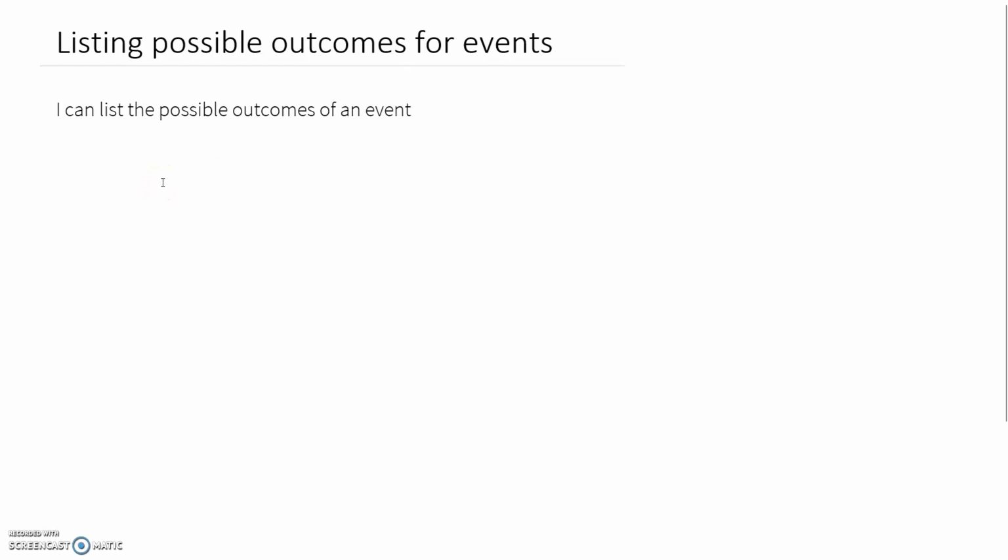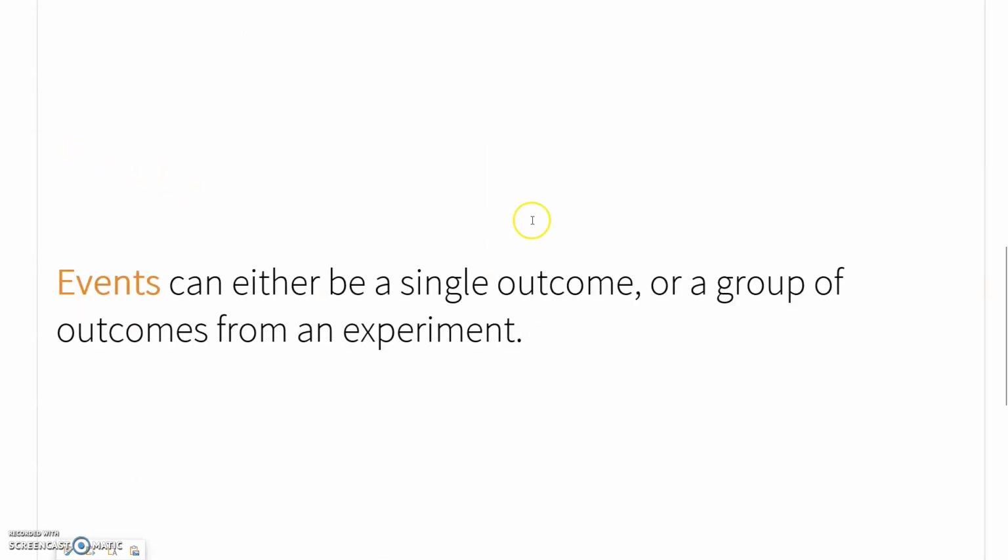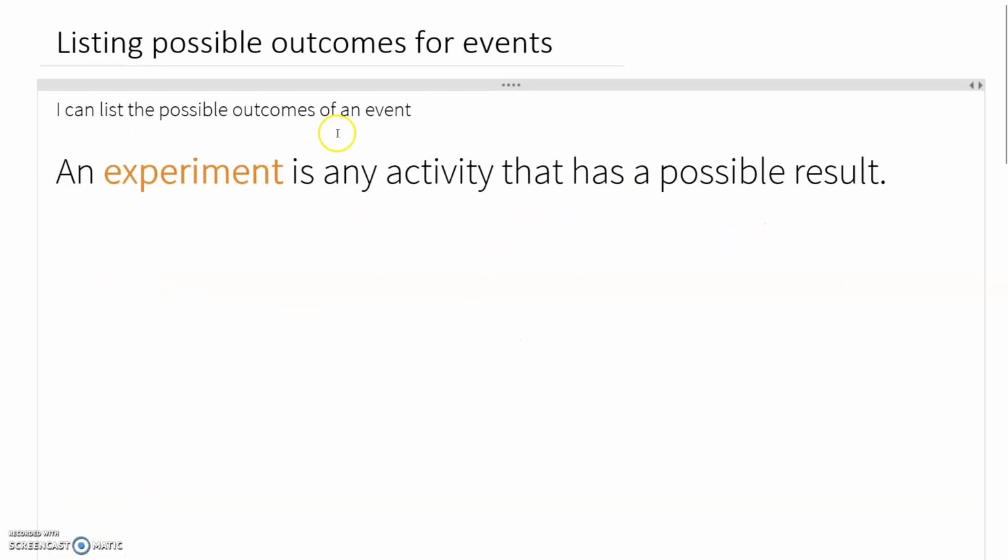Today we're going to have a look at listing possible outcomes for events. So basically we're going to look at different things that happen in probability and we're going to write down the possible things that could happen. We're going to use a few special words in this and we're going to go through them one at a time because these words come up a lot in probability.